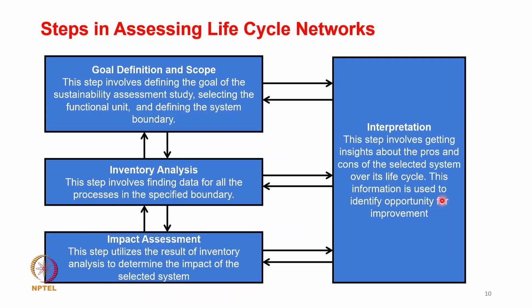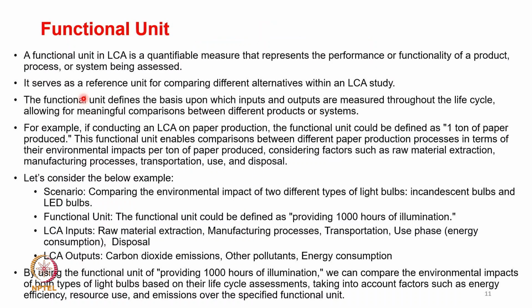Now, when we speak about goal definition, we speak about the functional unit. So what is a functional unit here? A functional unit in LCA is a quantifiable measure that represents the performance of the functionality of a product or a system that is addressed. It serves as the reference unit for comparing different alternatives in the LCA study. The functional unit defines the basis upon which the inputs and outputs are measured throughout the life cycle, thereby allowing meaningful comparison between different products or different systems.